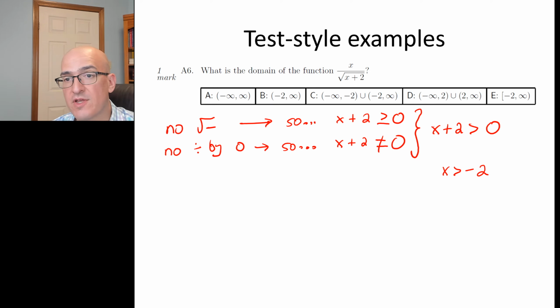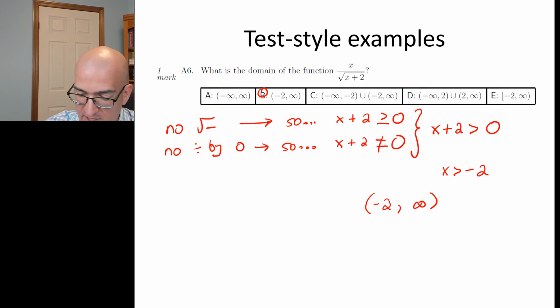We have to convert into the bracket notation. So x is greater than negative 2, so we're starting at negative 2 with a round bracket to indicate that negative 2 is not included because we don't have the equal sign underneath the inequality, to infinity. So that would be option B. And we'll stop here for video 1 and continue in the next video.